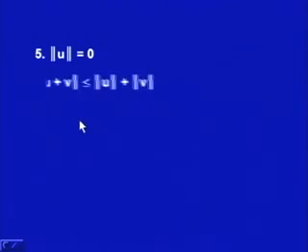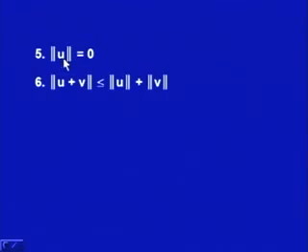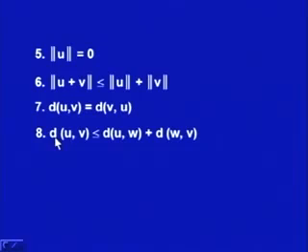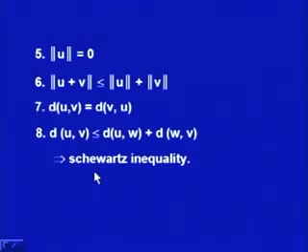And the fifth is the norm of u is 0 if and only if u is equal to 0. Next, the norm of u plus v is less than or equal to the norm of u plus the norm of v. Then we have d(u, v) equal to d(v, u), that means the distance between u and v or between v and u is the same. And the eighth property is that the distance between u and v is less than or equal to the distance between u and w plus the distance between w and v. This is called the triangle inequality.